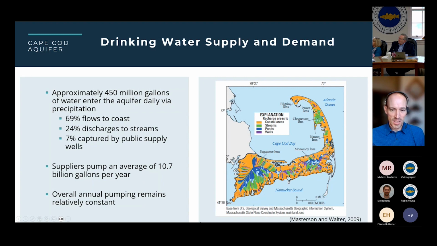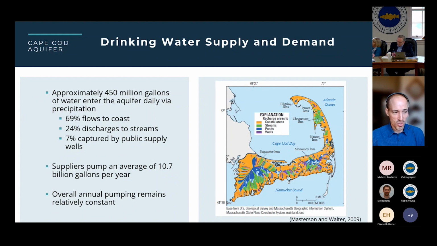And anticipating, to try and illustrate the scale of the drinking water industry as a whole versus the aquifer itself: on a daily average basis, about 450 million gallons of water enter the aquifer. That's precipitation, rain, snow, all averaged out over a year. And the majority of that just flows directly to coastal waters, almost 70%.